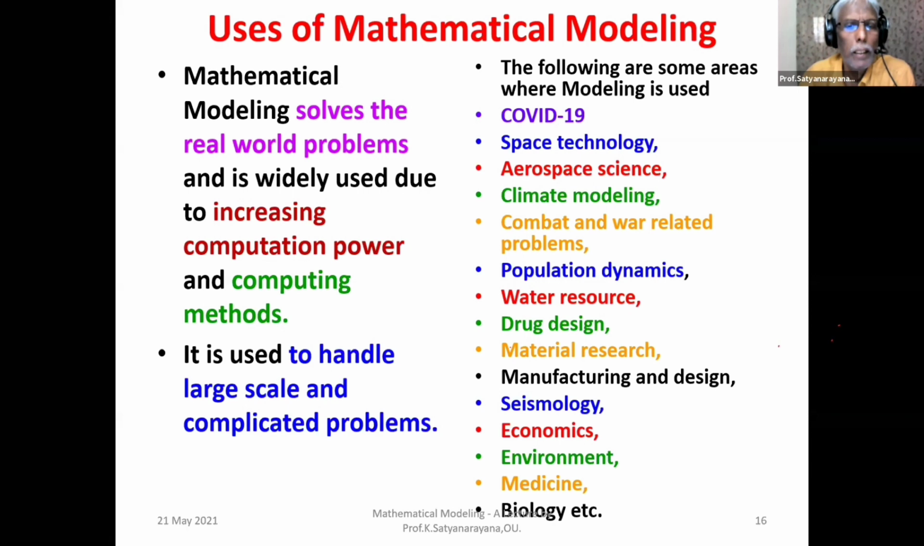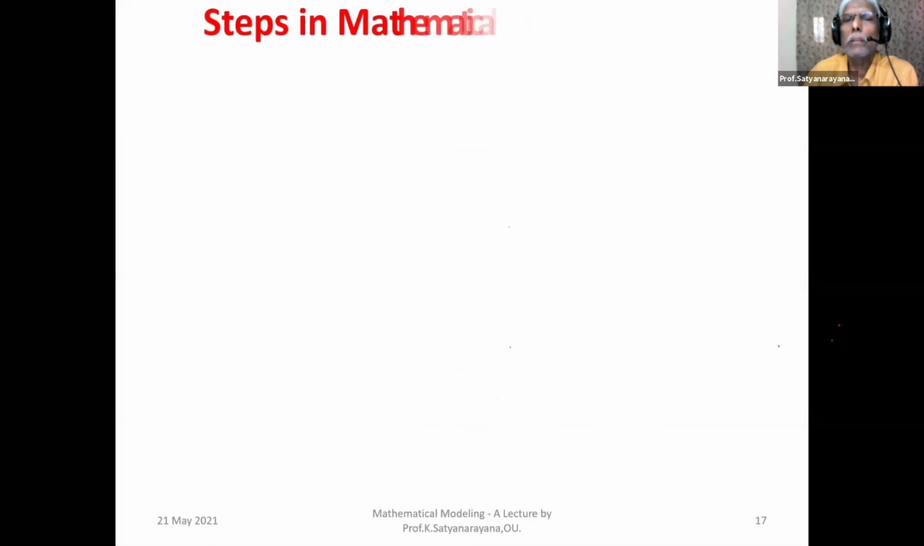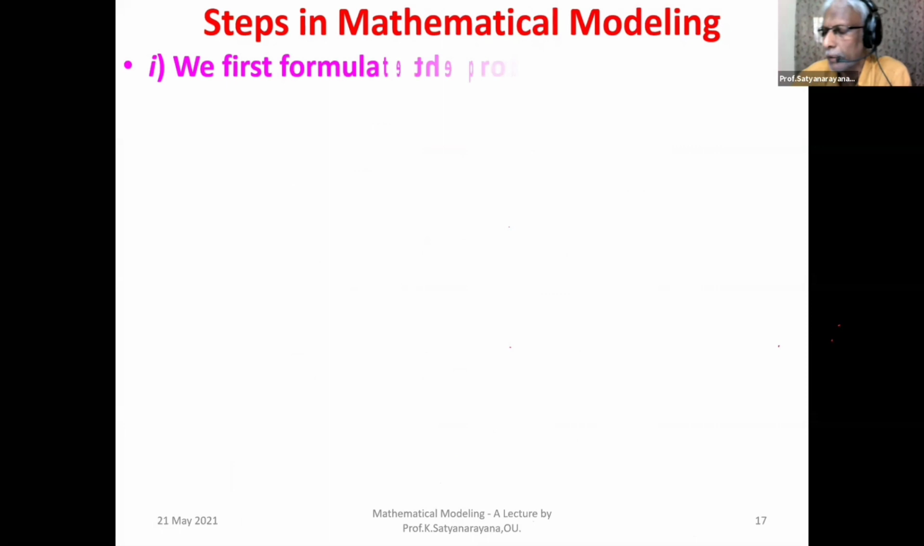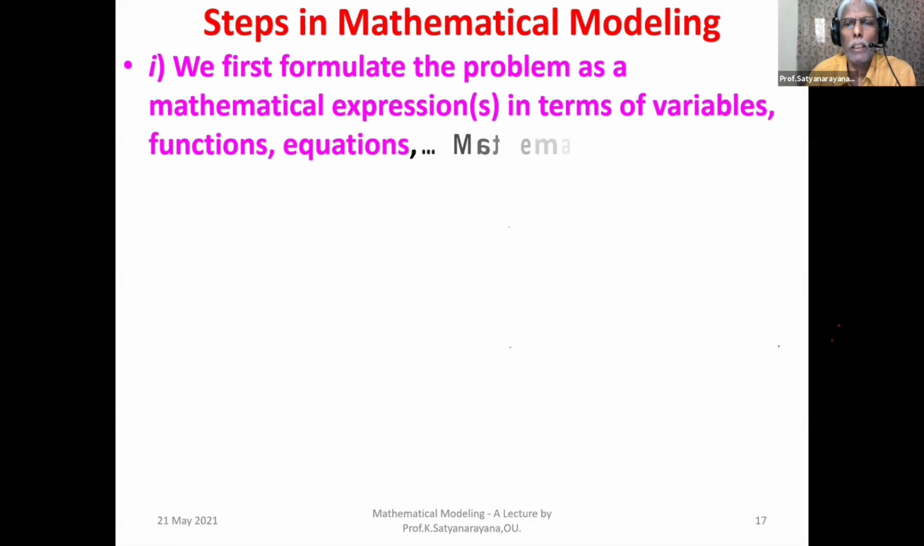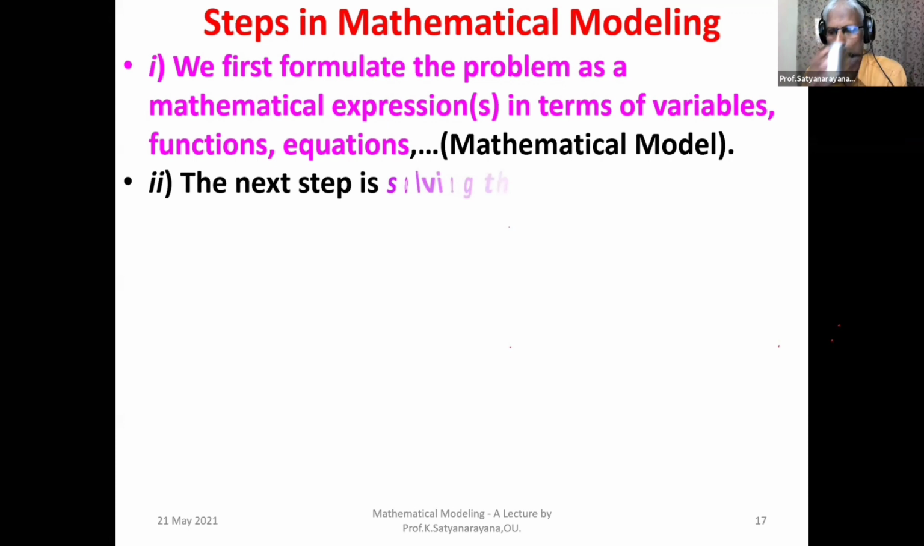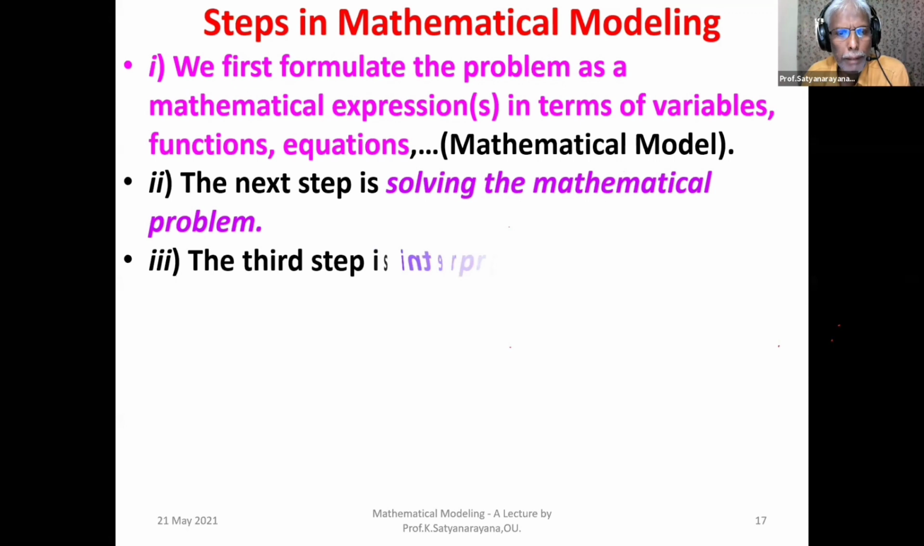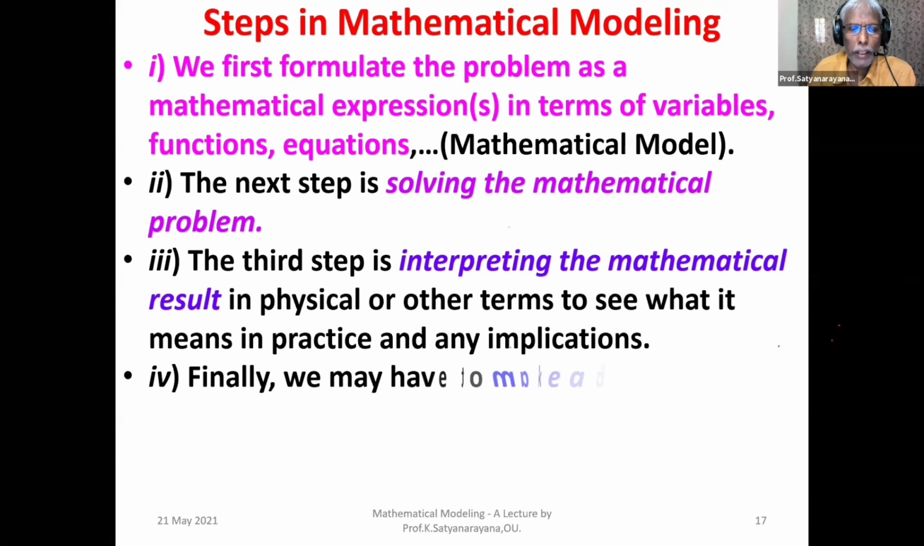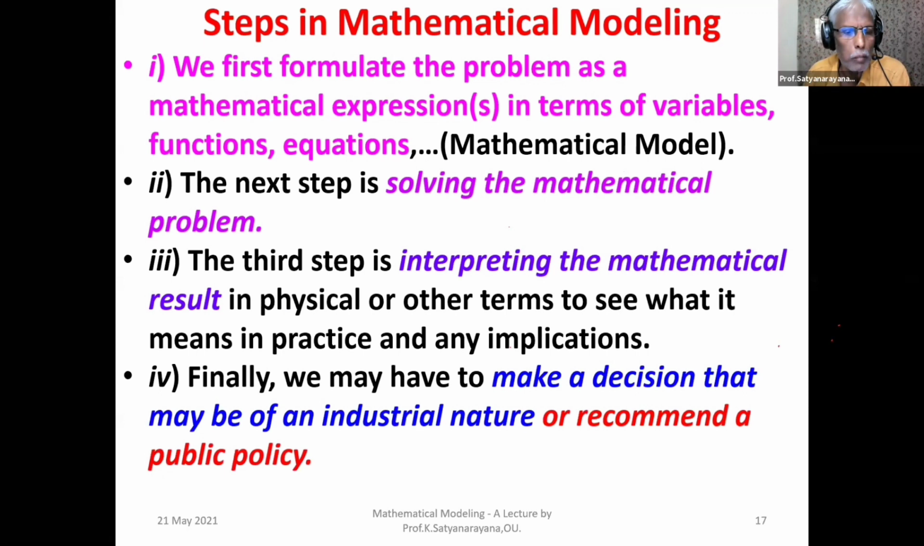Steps in mathematical modeling. Let me once again reiterate what the steps are. The first step is to get the model. First, formulate the problem as mathematical expressions in terms of variables, functions, etc. That means set up a mathematical model. Second step is to solve it. Third step is to interpret. And the fourth step is finally, we may have to make decisions that may be of an industrial nature or recommended for a public policy.